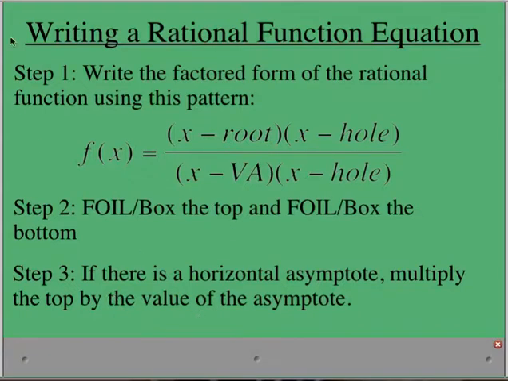So 3 simple steps. I'm going to go over 2 examples with you. I'm going to leave the third one for you to try on your own. Bring it into class on Monday and we'll go over it.